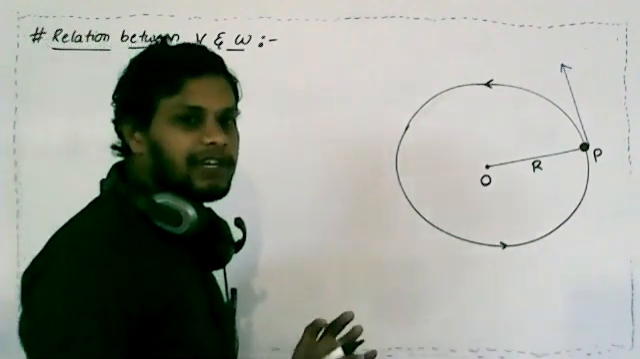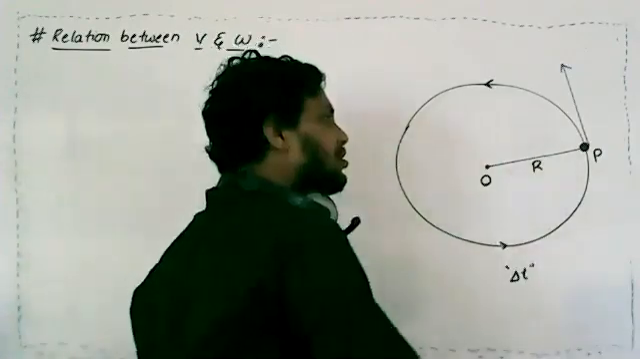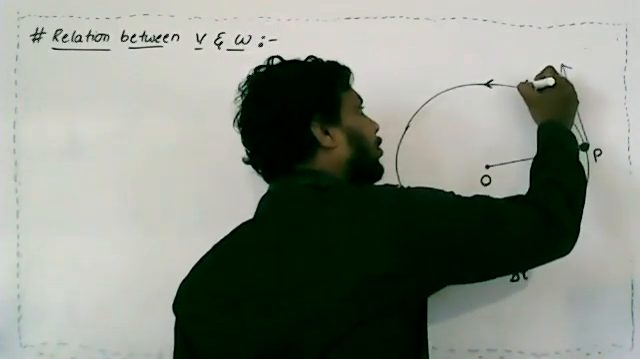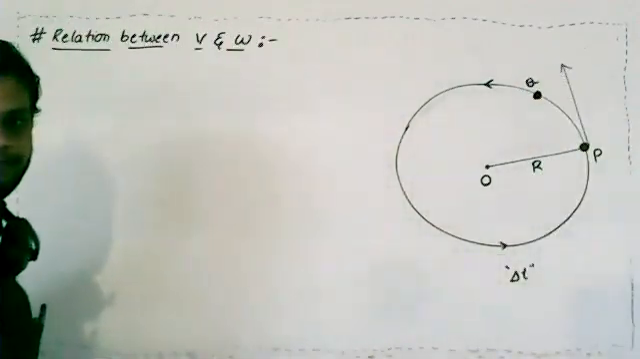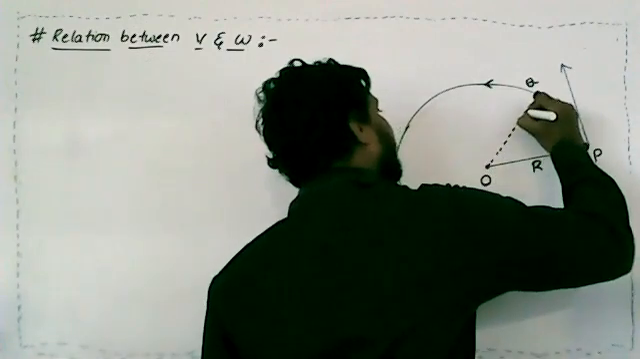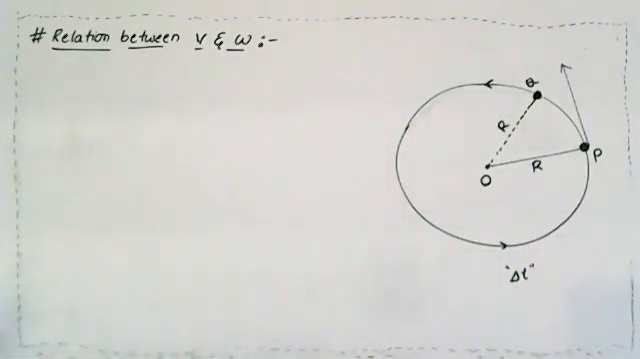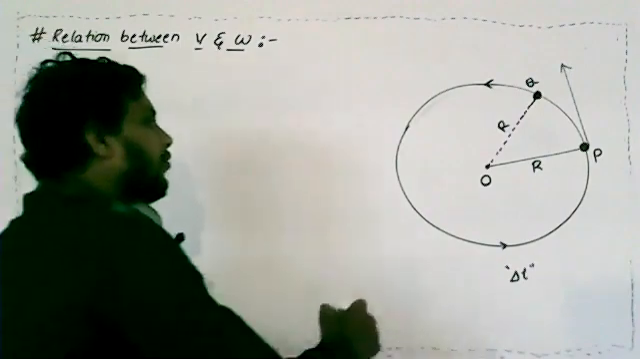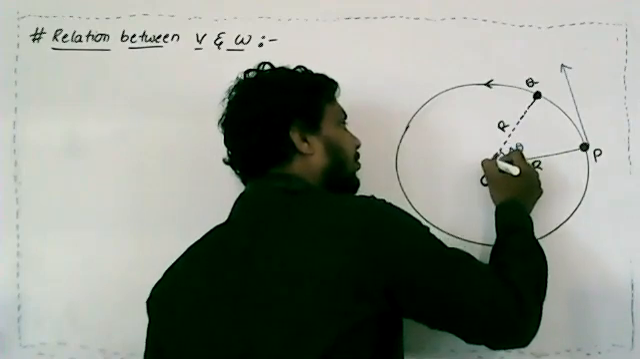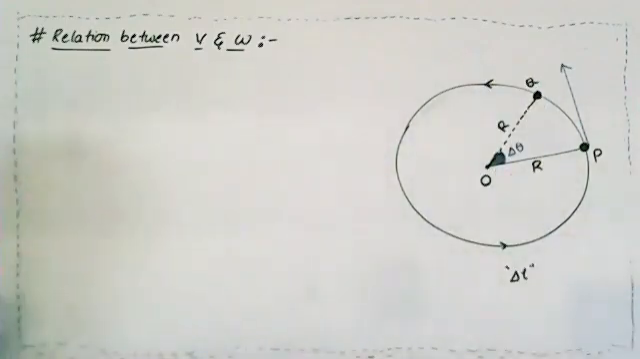Now let us say after some small interval of time delta t, the body moves from P to another point, which I will take as Q. This distance is again the radius r. Between points P and Q, it makes some angle. I will take that angle as, for example, delta theta, where delta theta is called the angular displacement.